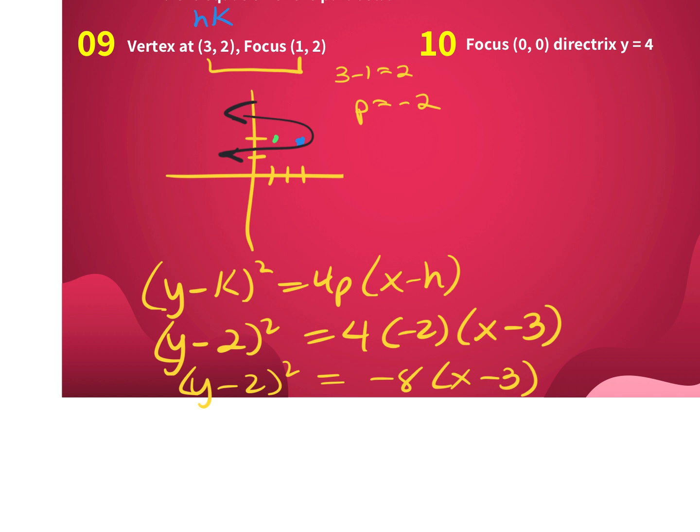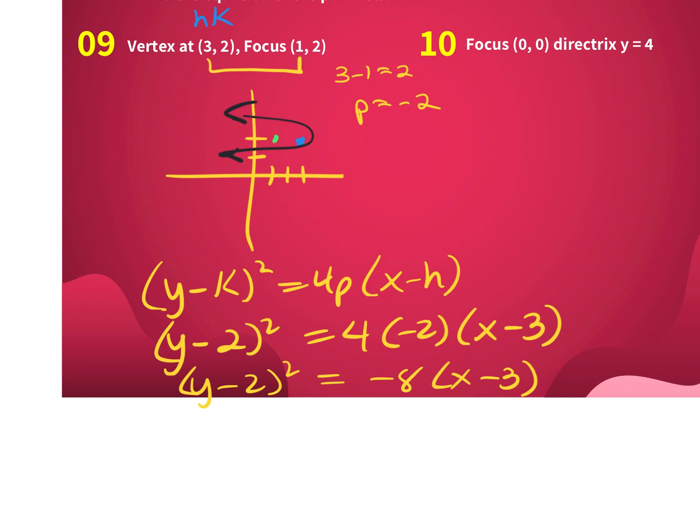Now, if you're actually doing the distance, just remember that you need to look at your visual to determine, do I need to make that p-value positive or negative depending on the opening? So whenever it opens left or down, that p-value will be negative.